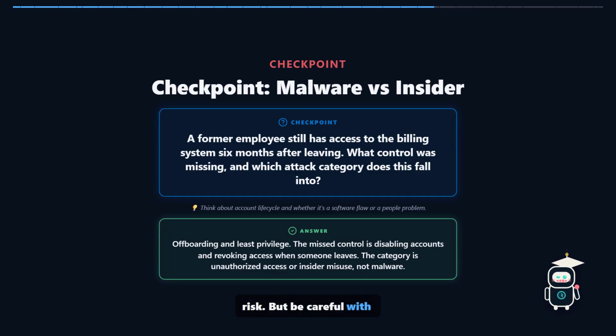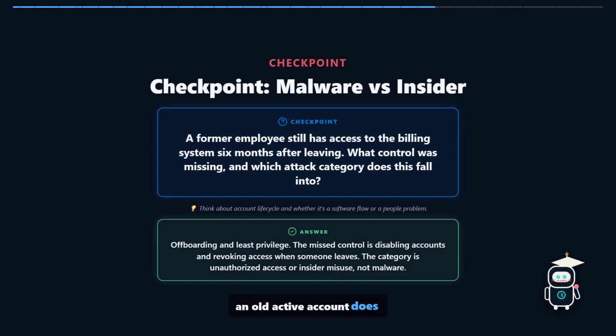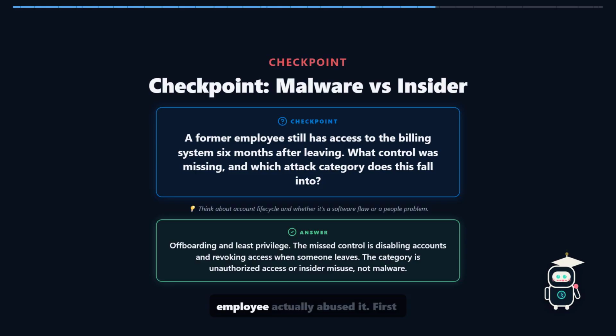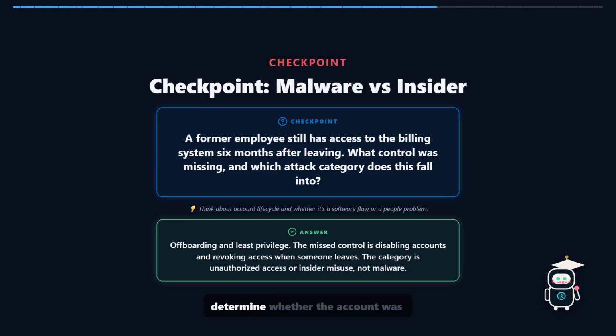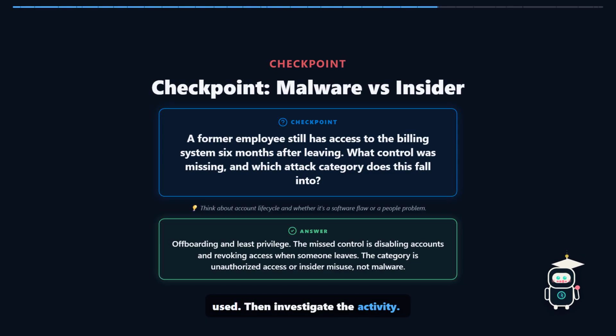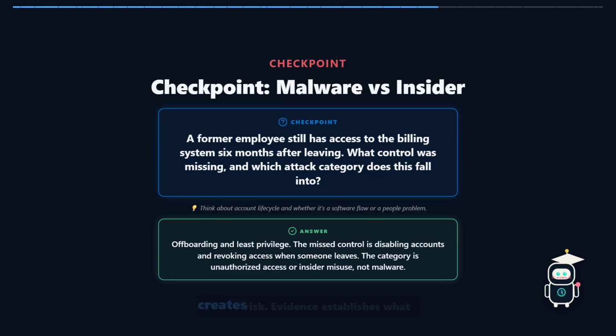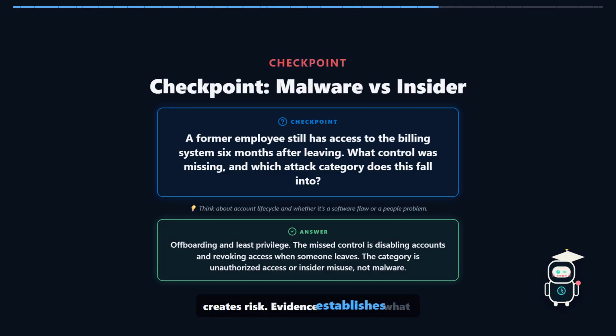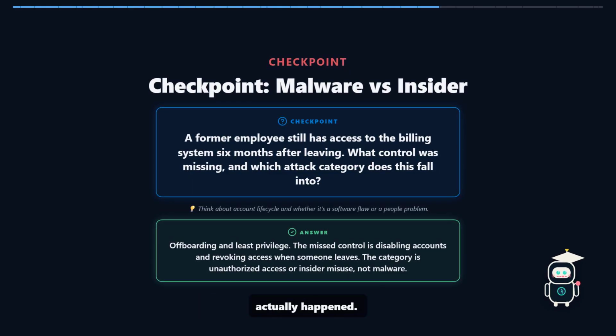But be careful with the label. The existence of an old active account does not prove that the former employee actually abused it. First, establish what access remained. Then determine whether the account was used. Then investigate the activity. That's the professional distinction. Access creates risk. Evidence establishes what actually happened.